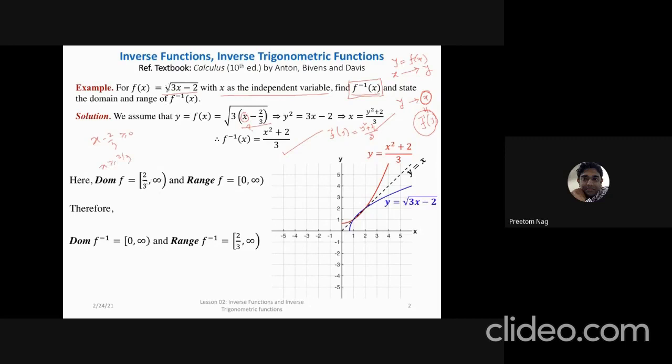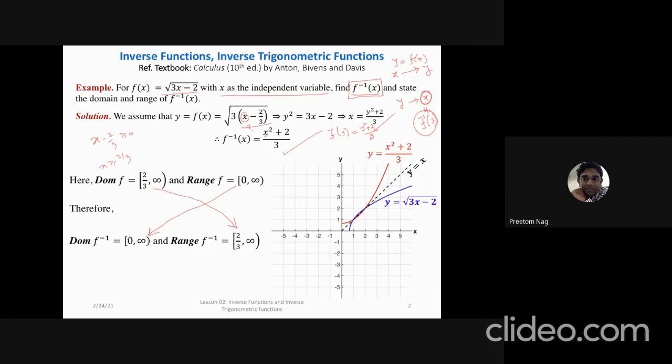What will be the range? It's a square root function. Its range is always 0 to infinity. So what will be the domain of f inverse of x? The domain of f inverse of x will be this one, and the range of f inverse of x will be this one. Because this is an inverse function relationship, its domain will be the range of f. That means the domain of f inverse is the image of f, and the image of f inverse is the domain of f.